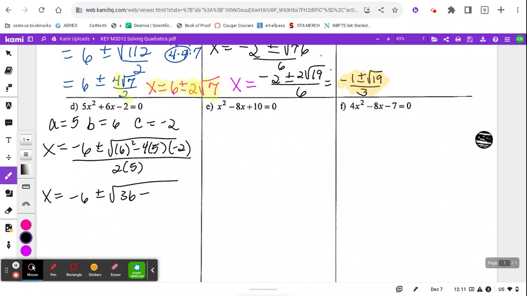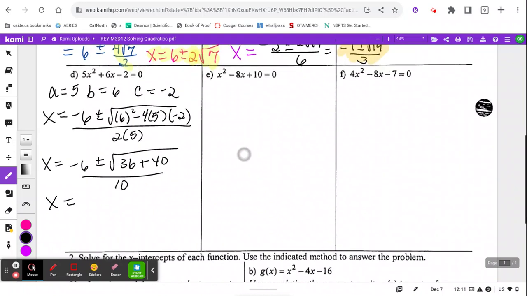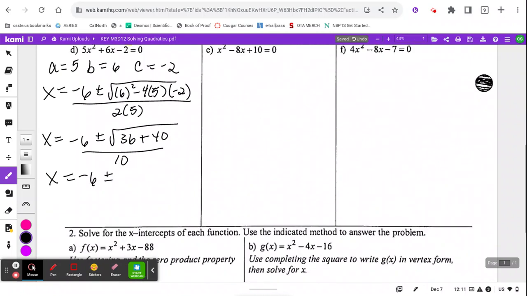20 times 2, so that's going to be negative times negative is that, so 40. Is that 76 again? Let me just double check that. Minus 4 times 5 times negative 2. 4 times 5 is 20. 20 times 2 is 40. 36 plus 40. So we just broke down the 76 in the problem before. Over here, 76 was 2 root 19. And then 2 goes into 2, 2 goes into 10, 2 goes into 6. So final answer, negative 3 plus or minus root 19 over 5. 2 real roots.